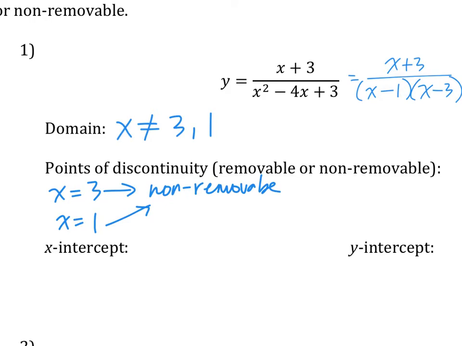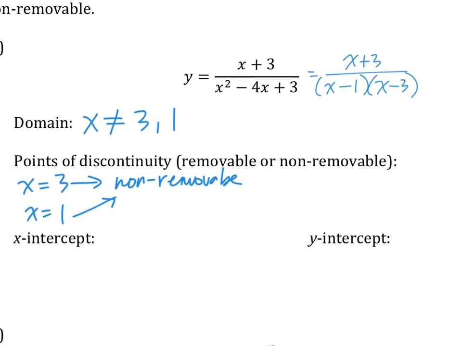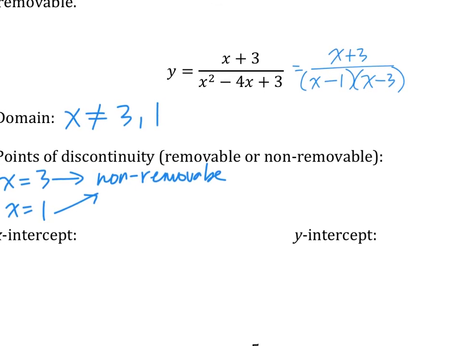Okay, x-intercept is kind of hard to solve, so let's solve the y-intercept. Y-intercept is when what happens? x equals 0. So y equals 0 plus 3 over 0 squared minus 4 times 0 plus 3, which is 1. I'm going to tell you a quick way because you guys are pretty bright. All the x's are going to be 0. Just look at the constant. Okay, so the fastest way.